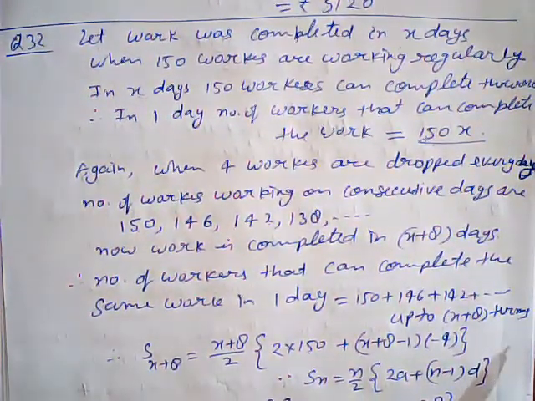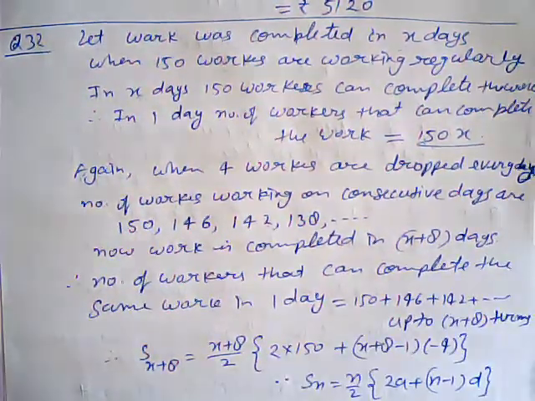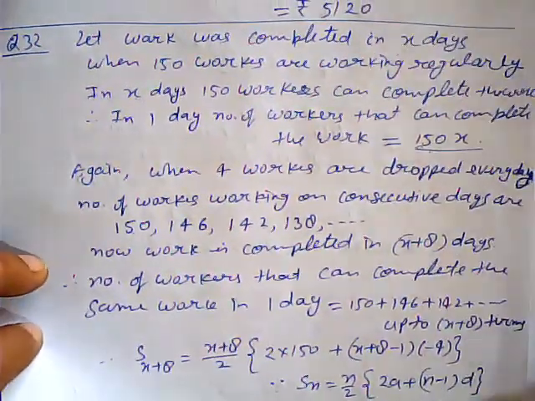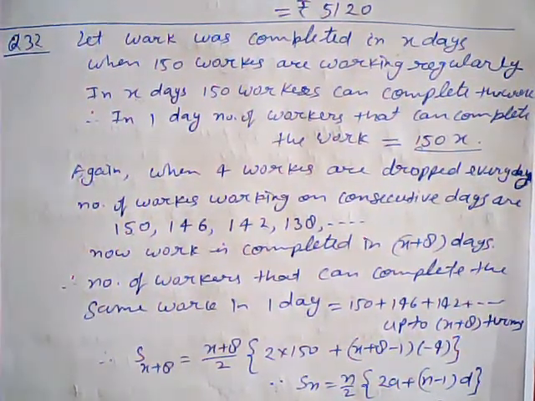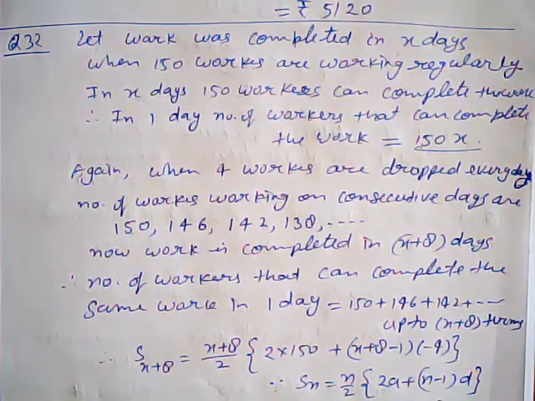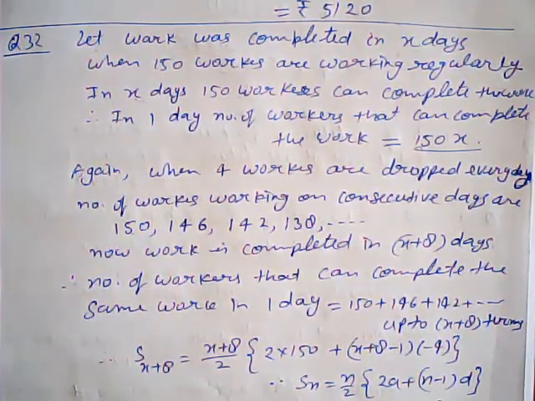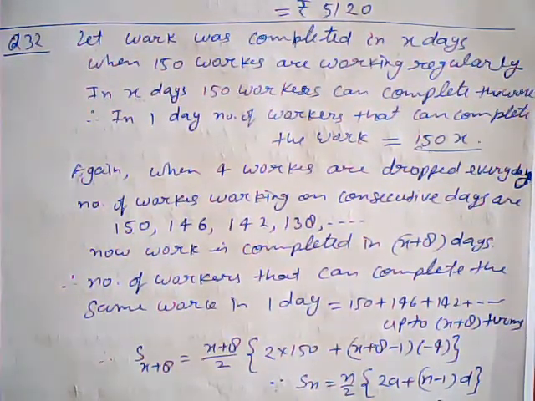Now question number 32, the last question of this exercise. It is a very good question. Read this question. What is in this question? 150 workers were engaged to finish a job in a certain number of days. We don't know the number of days. 150 workers are working on this job.